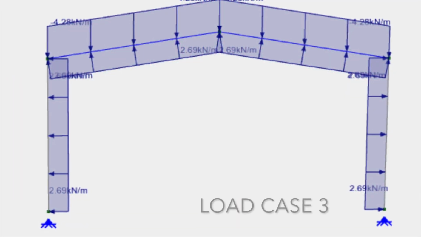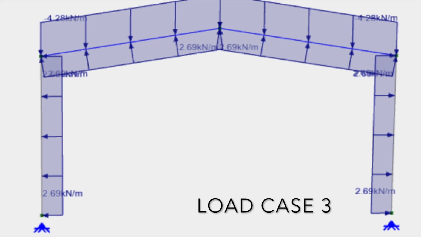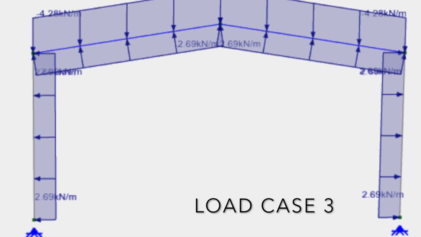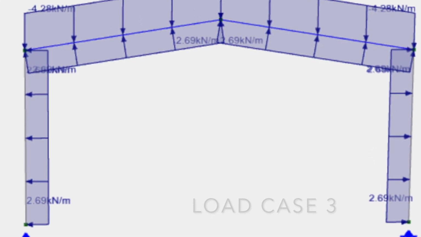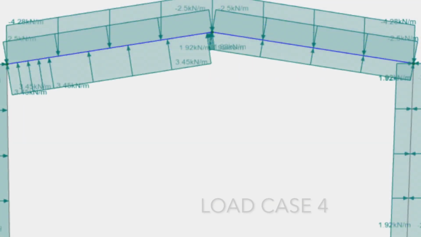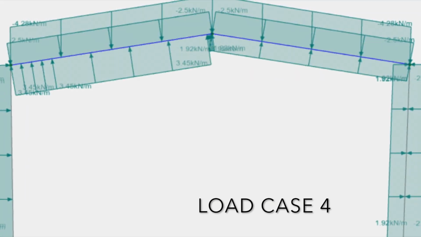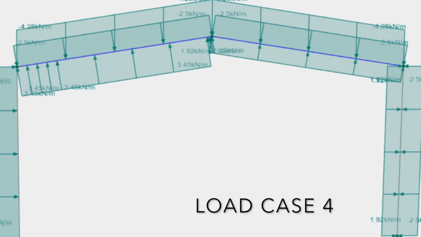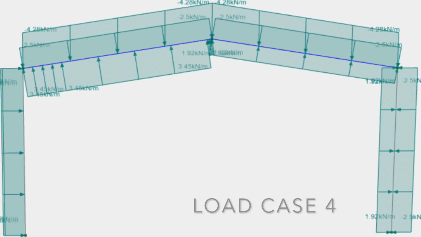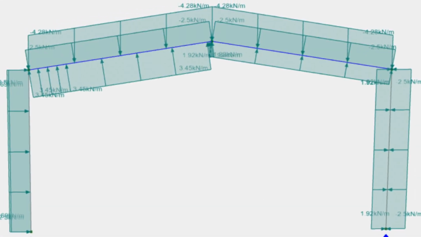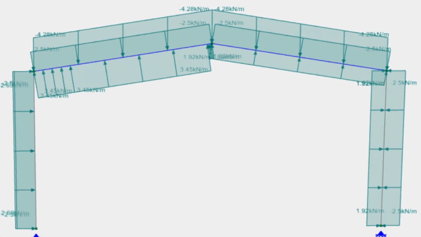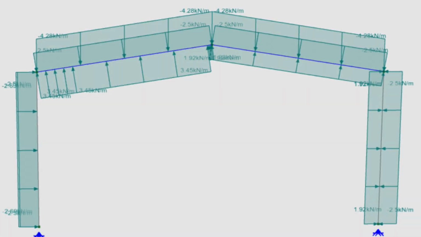For load combination 3, the distributed forces are symmetrical and act both downwards vertically and upwards perpendicular to the rafters, and outwards on the columns. For load combination 4, the rafters have distributed forces acting both inwards and outwards perpendicular to the rafters and a distributed force acting downwards. For the columns, distributed forces act inwards and outwards, except to the left of the left column.